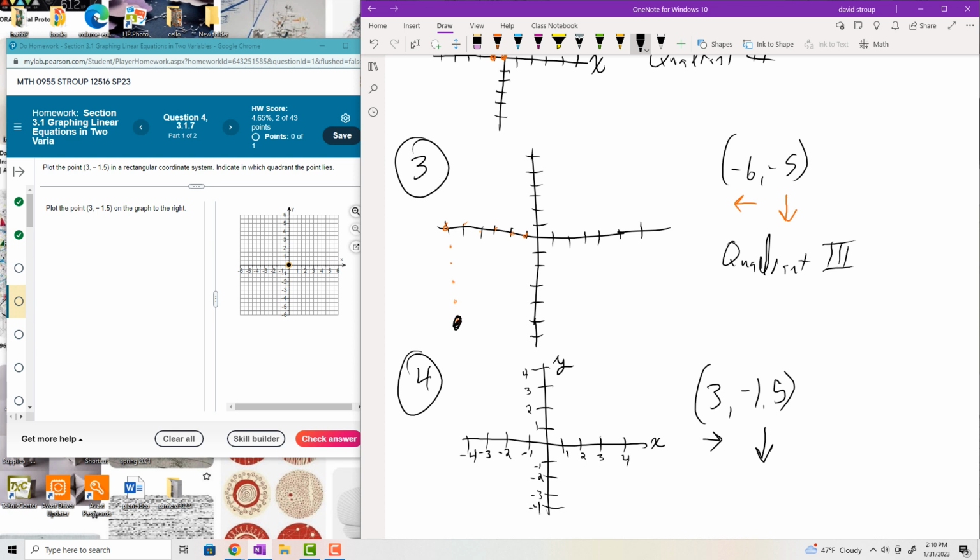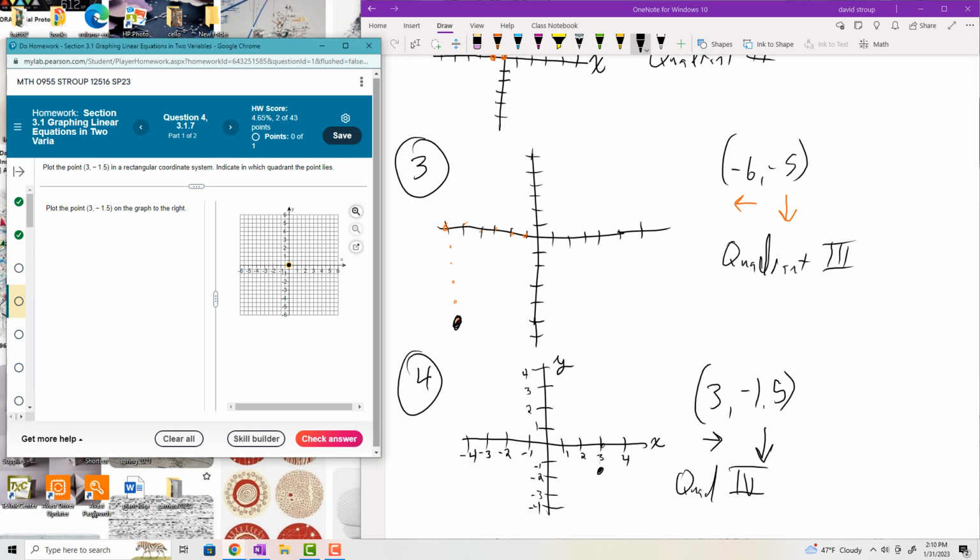Okay, so anyways, 3, so I go over 1, 2, 3 here, and then I go down -1.5, so that's right in between -1 and -2. Okay, so I'll label that dot. That's in the fourth quadrant.